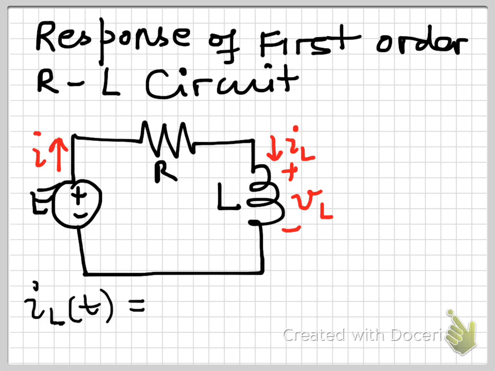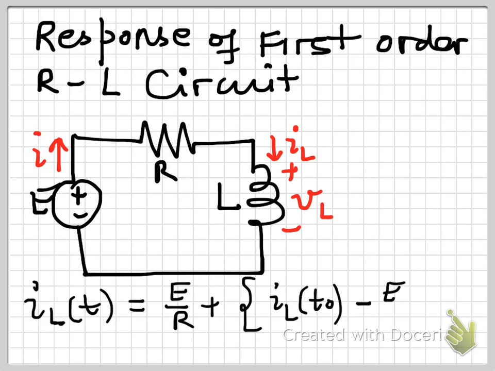The solution for IL as a function of t is E over R plus another term, which is IL at t equals 0 minus E over R, and then e to the power negative (t minus t0) divided by L over R. In order to have the details of this derivation, please look into the lecture notes posted.